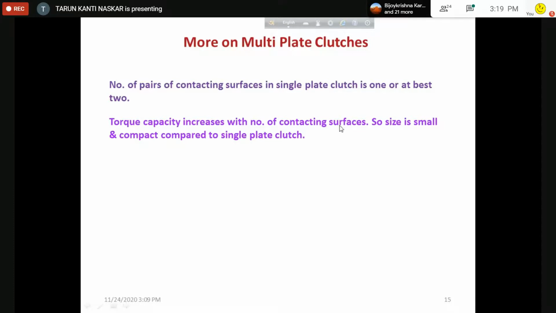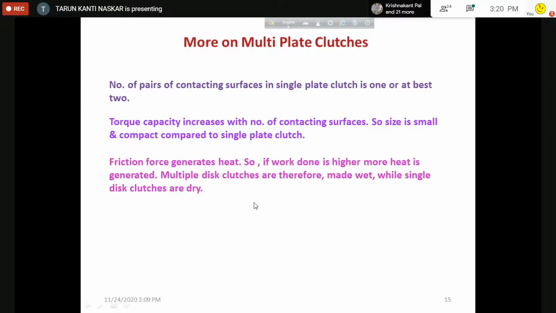So size is small and compact compared to single plate clutch, because for a single plate clutch you require a higher diameter, that is small d and capital D should be higher.